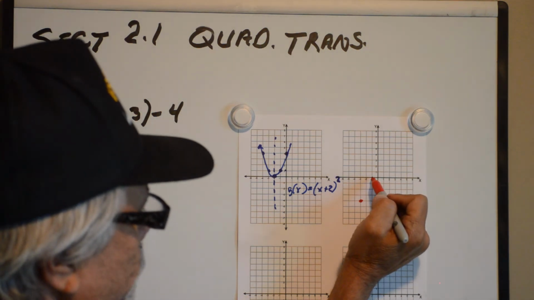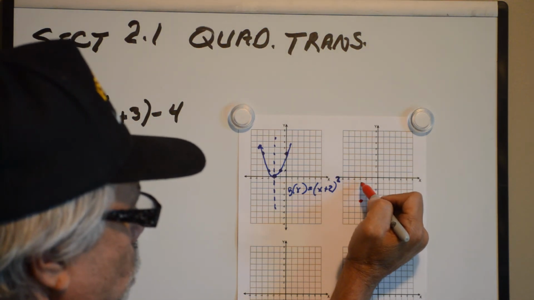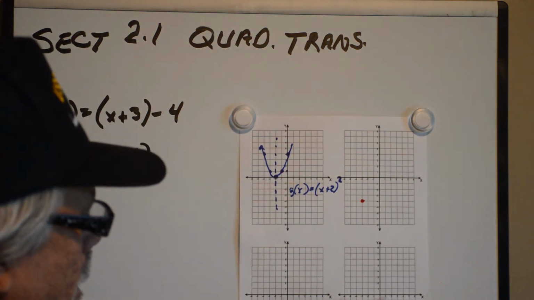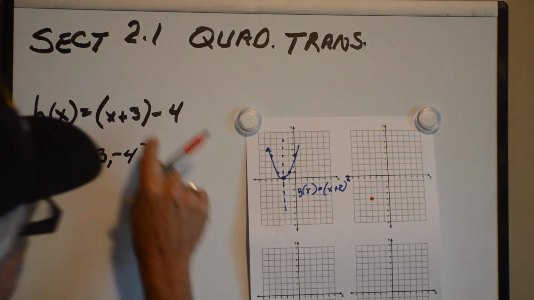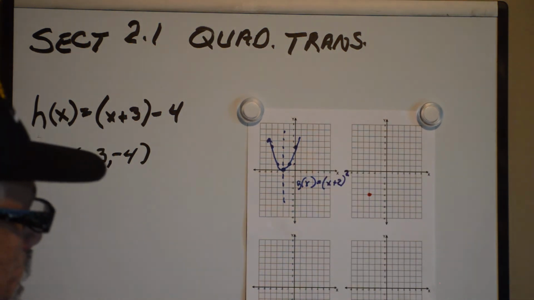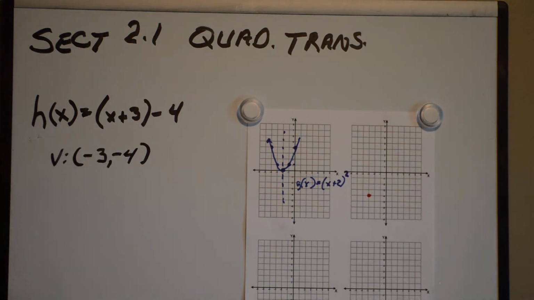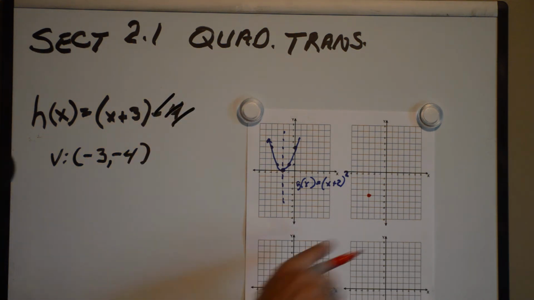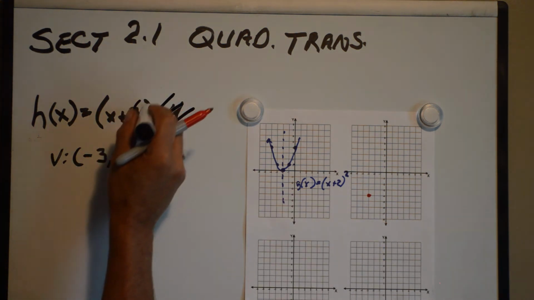So I go to the left 1, 2, 3, I go down 1, 2, 3, 4, and there's my vertex. Alright, so it's either way. You can count it the way this is, or you can go ahead and plot the vertex and then move from there. Probably easier just to plot the vertex. Once you have that, we don't care about the 4 no more, because we've already used it, and we don't care about that 3 anymore.